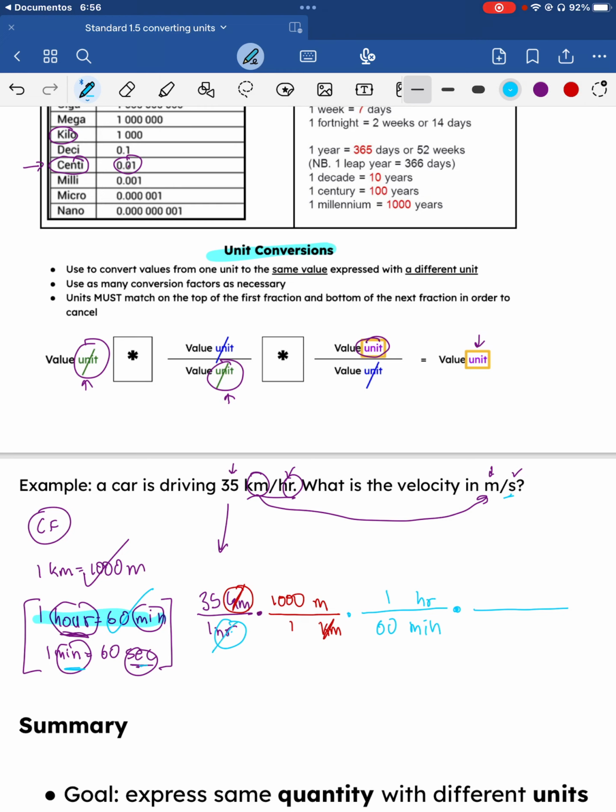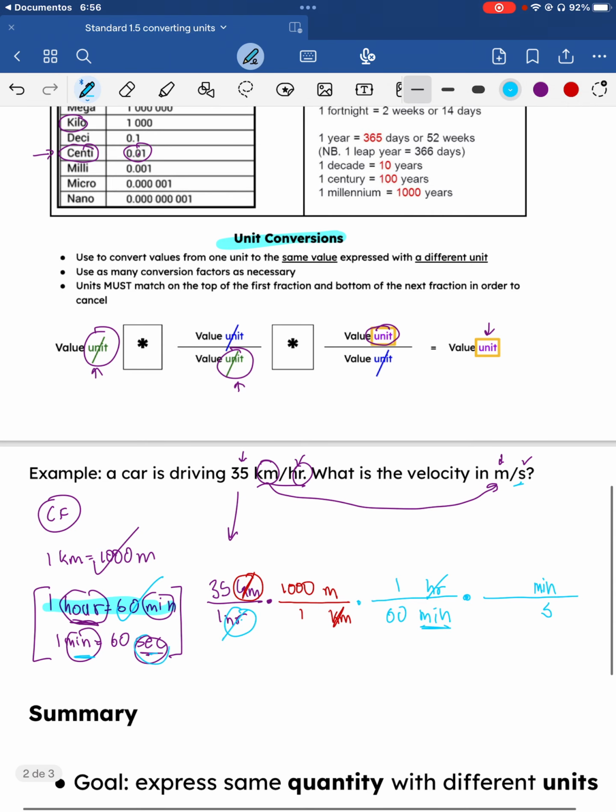So my hours have now canceled, and minutes are on bottom, so minutes will have to go on top to cancel, and then seconds are what I'm going to convert minutes into. So 1 minute is 60 seconds. Minutes and minutes have canceled. The only units I haven't been able to cancel out yet are meters over seconds, which is what I wanted, meters over seconds.